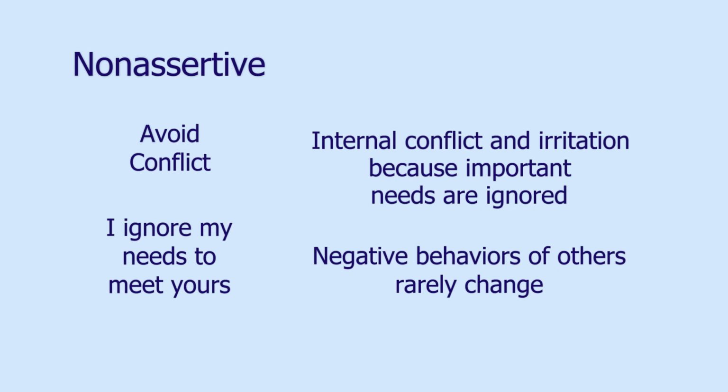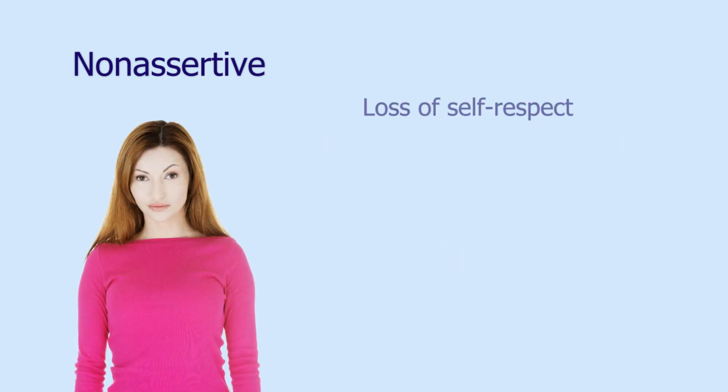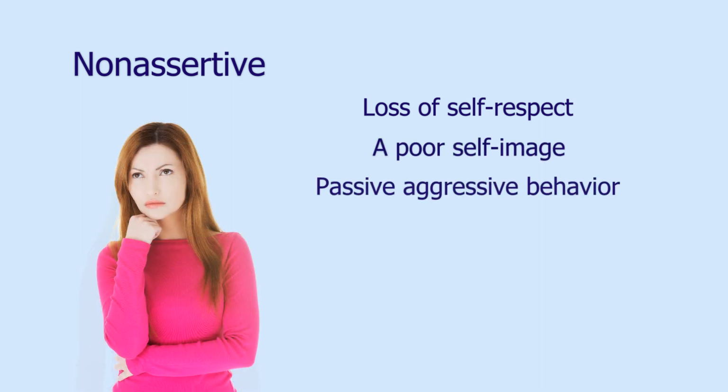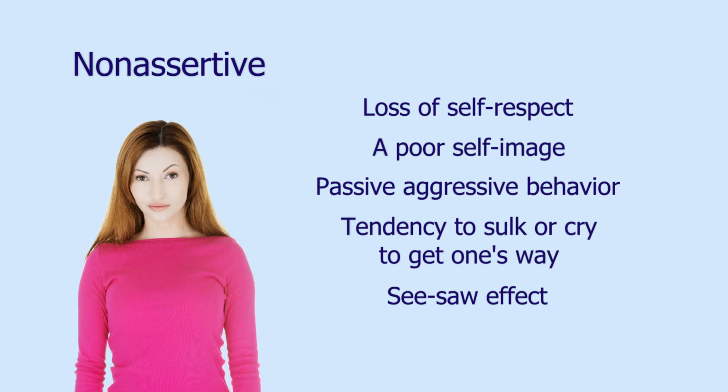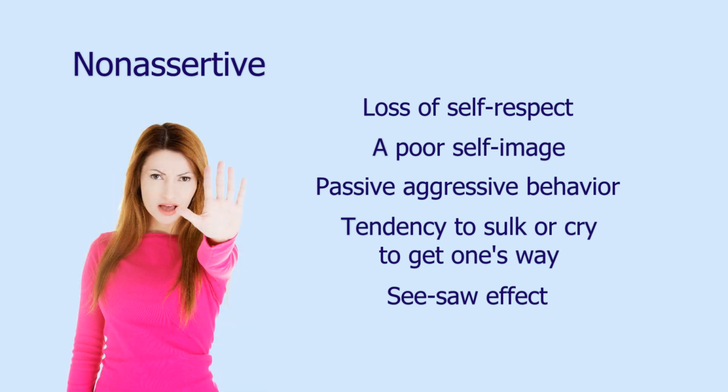Some of the types of things that are often seen in a person whose main style for resolving conflict is non-assertive are loss of self-respect, a poor self-image, passive-aggressive behavior, which is getting back in indirect ways, a tendency to sulk or cry to get one's way, or what I call the seesaw effect, where a person is non-assertive for a while, but then becomes aggressive periodically when it is no longer possible to ignore some important need.